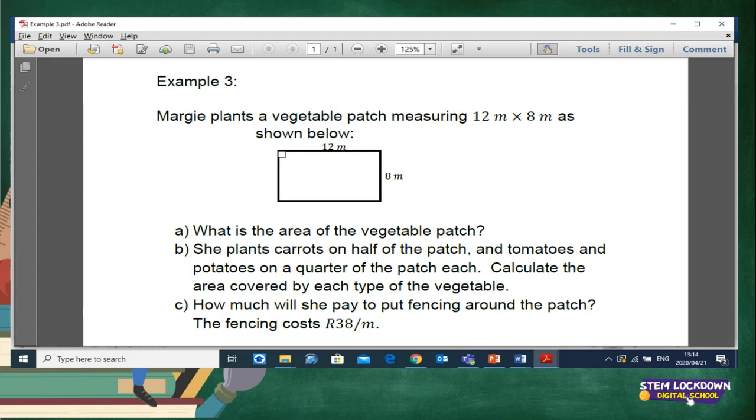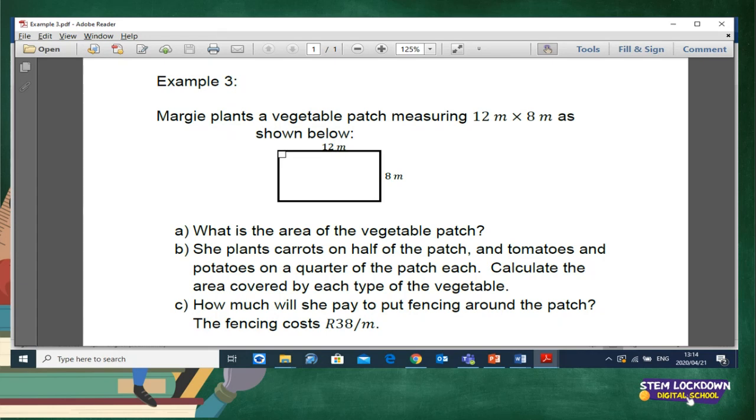And of course, the last one, you will need to now find out if you want to put the fence. So before we answer B, let's go to C. The perimeter. C means you will now calculate the perimeter of the patch. Remember that the perimeter is the distance around the edge of the shape. So this means you will have to have the perimeter first. Calculate the perimeter, thereafter you substitute 38 rands per meter, and that will give you the cost of the fence or the fencing.